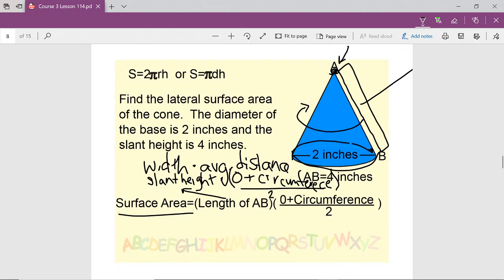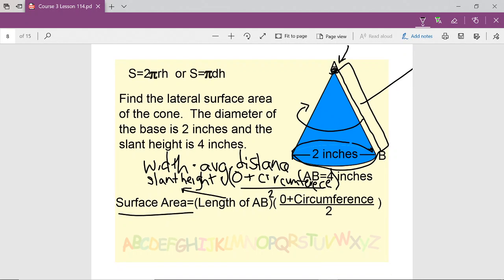So let's plug in some numbers for this actual cone here. So the diameter of the base is 2 inches and the slant height is 4. So the slant height is 4, so that's the length of AB. 4 times 0 plus the circumference. Well, our circumference comes by doing pi times diameter, which in this case is 2, and we're going to divide by 2 in this case. We get 4 times 2 pi divided by 2, so just pi.